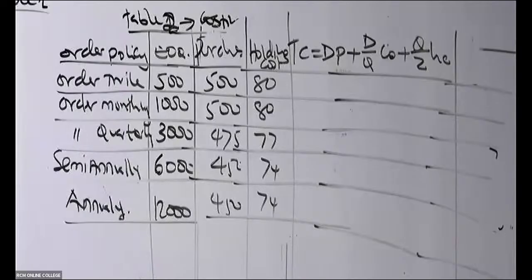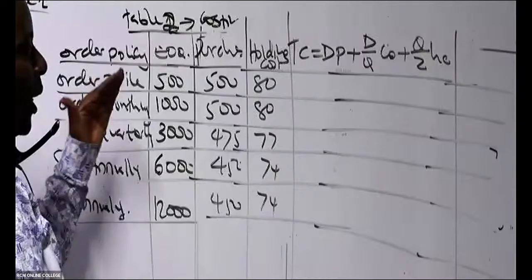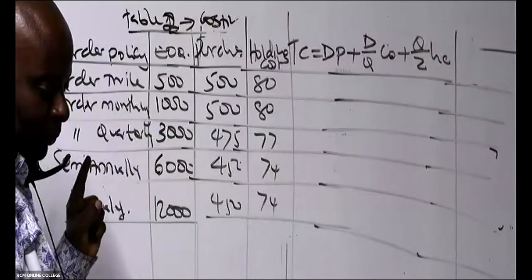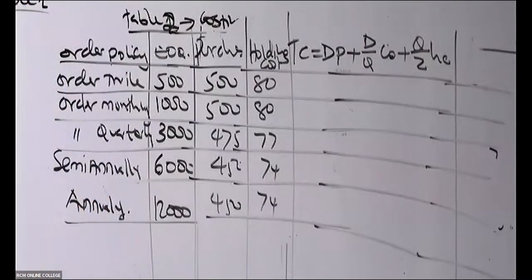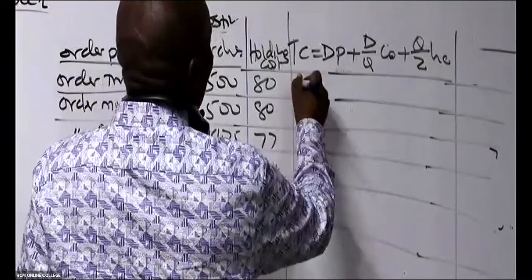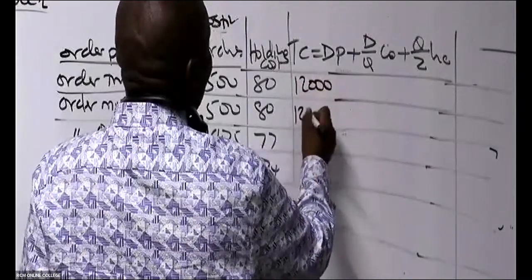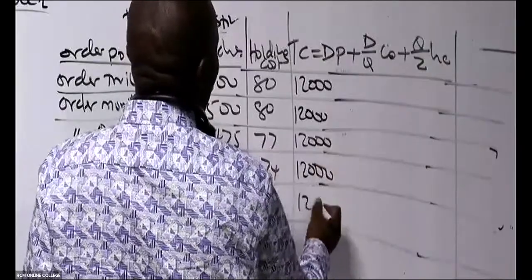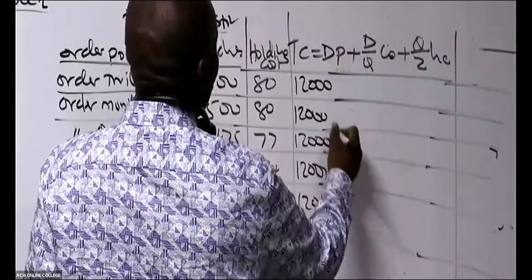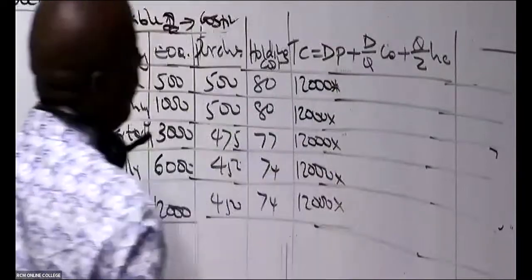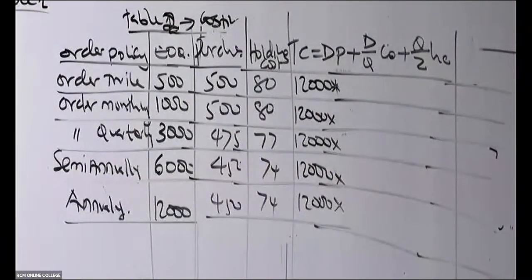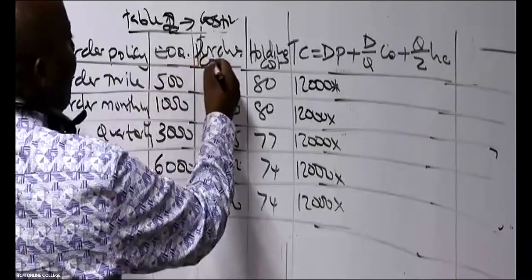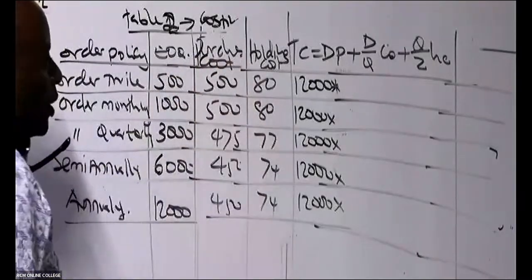So do we know our annual demand? It is 12,000 here. So as I write 12,000 throughout, remember the assumptions of EOQ. Annual demand is known in advance and will always remain constant. D times the purchase cost. These are the purchase costs. We already have them.